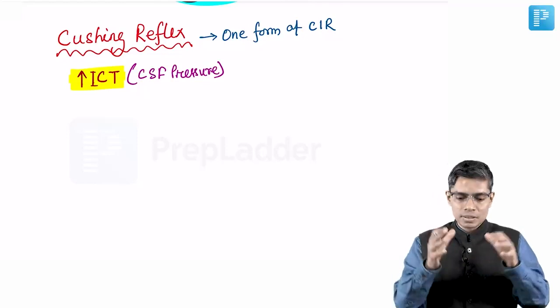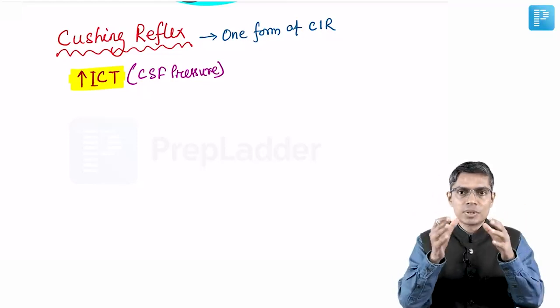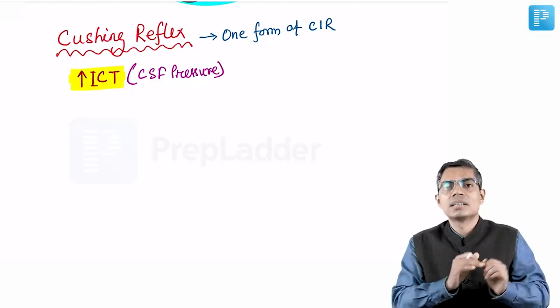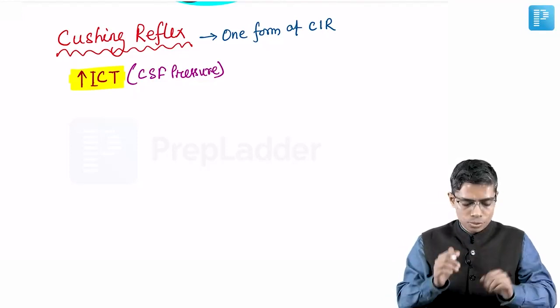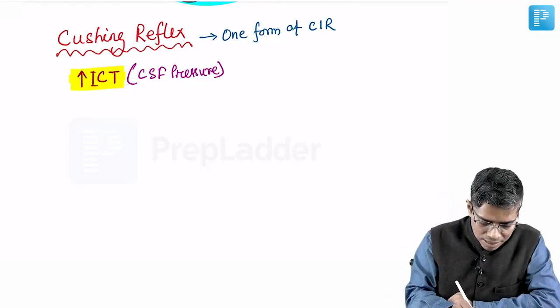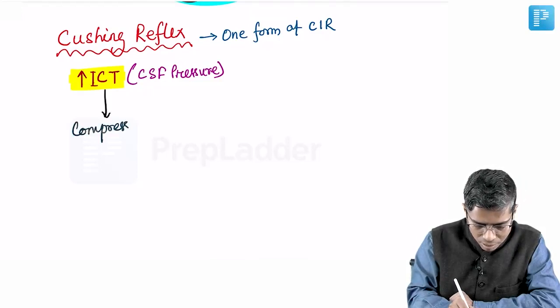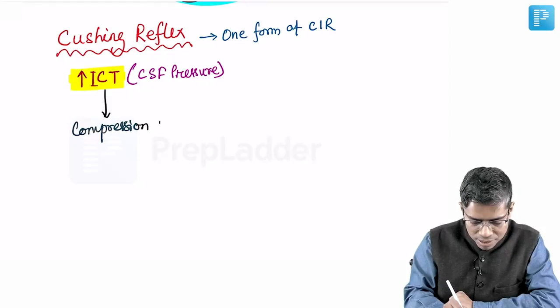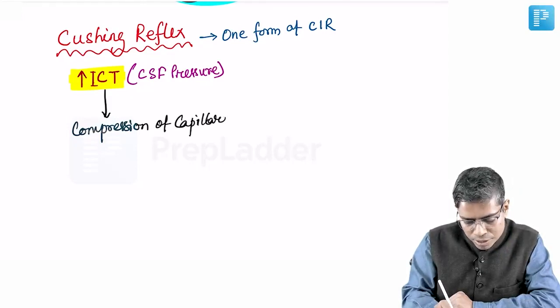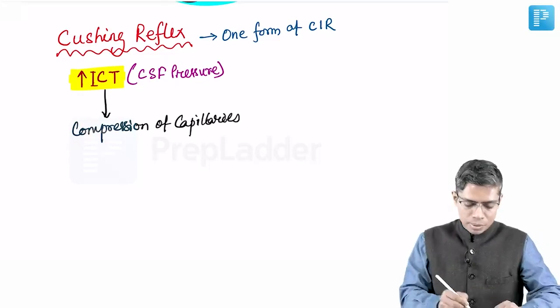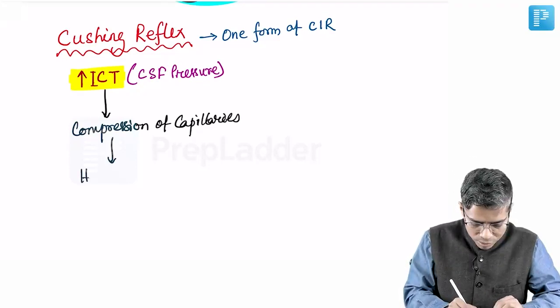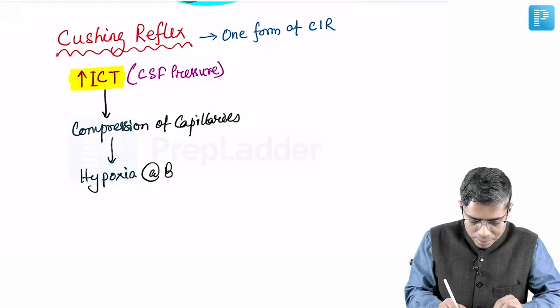So what will happen? There will be compression of the brain and compression of the capillaries, means blood and brain, the other two parts, will be compressed. So I can write down like this: increased ICT means there will be compression on the brain, as well as compression on the smaller capillaries present at the level of the brain. Now whenever there is compression of the capillaries, what is going to happen? There will be creation of hypoxia at the level of the brain.